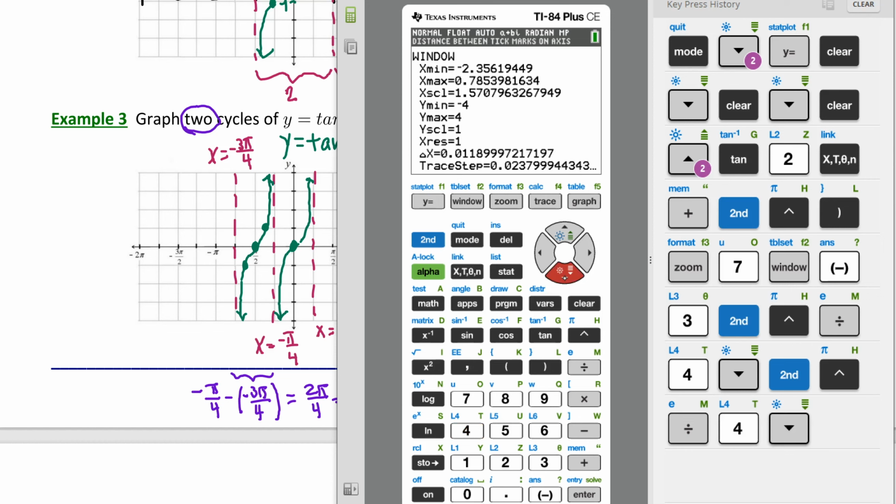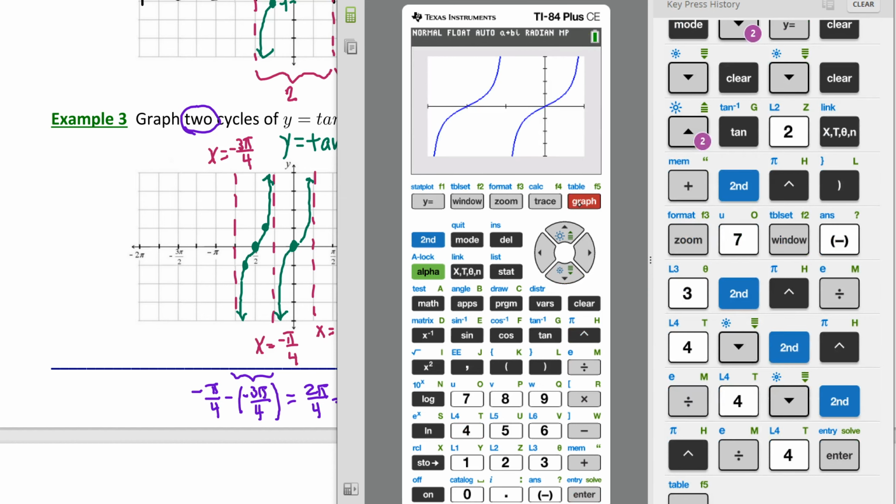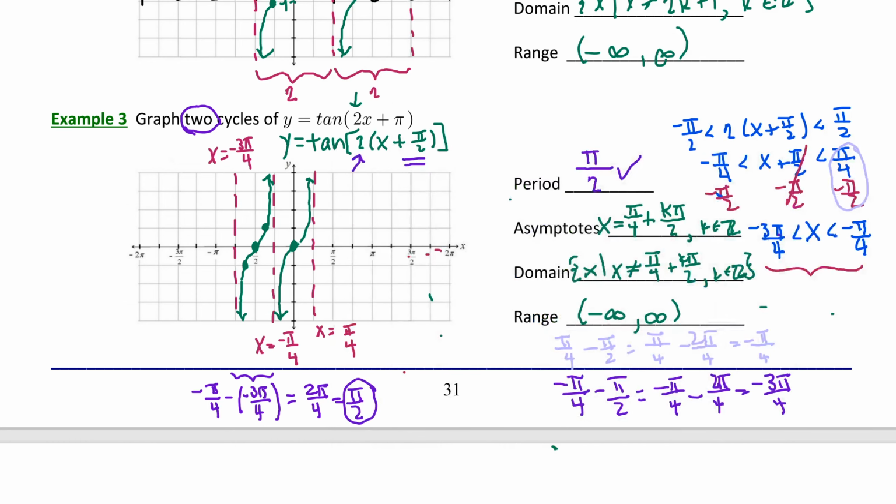Also, to match the graph that we did by hand, we can use an x scale of pi over 4. There's no need to change the y min and y max, but what I should see on the graph then is an exact match of the graph that we did by hand. So make sure you explore your calculator. It's a great way to check those graphs.